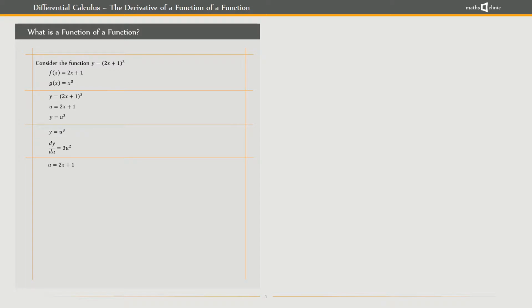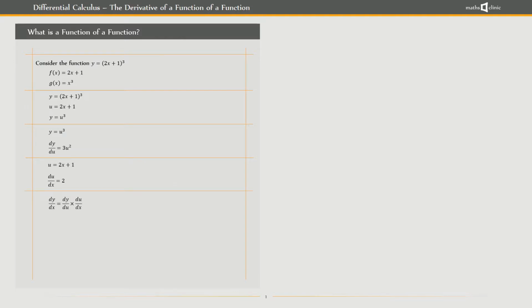Now, I'm going to differentiate u with respect to x. I have that u equals 2x plus 1, and I'm going to find my du/dx. When I differentiate u with respect to x, I have du/dx as 2. So what are we going to do with these?